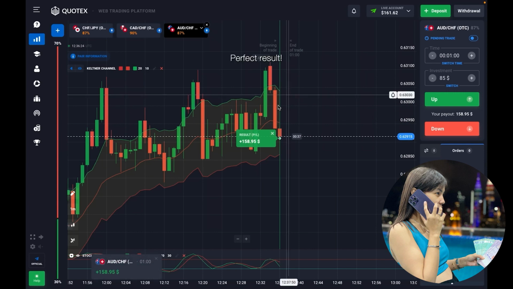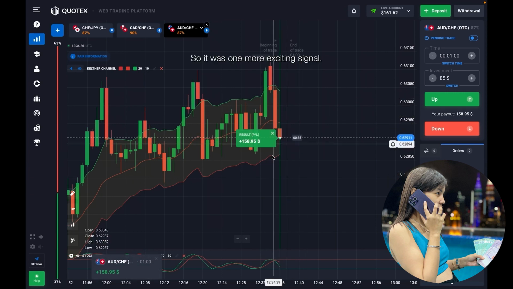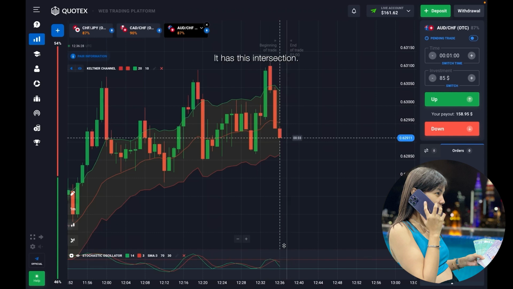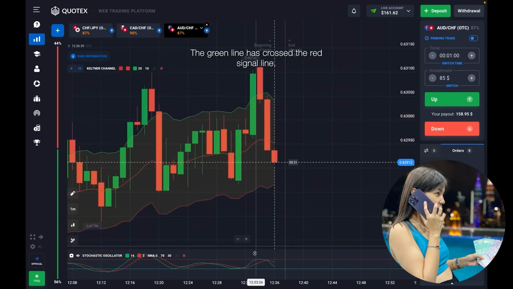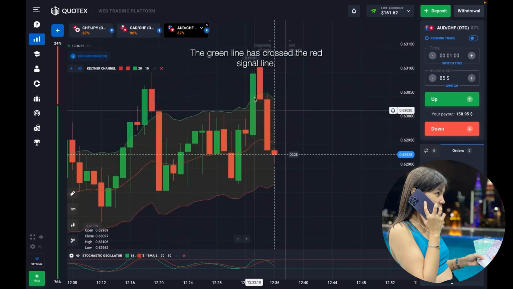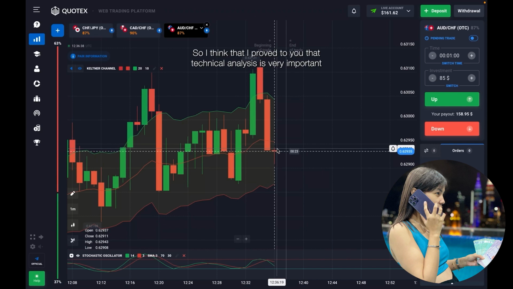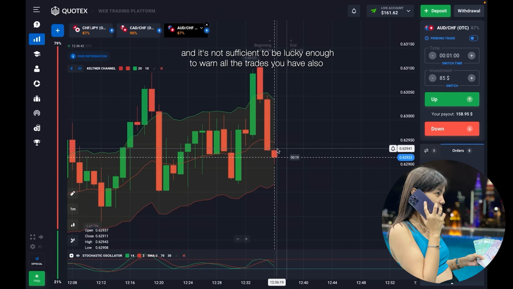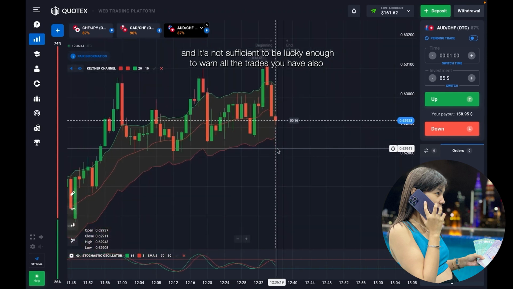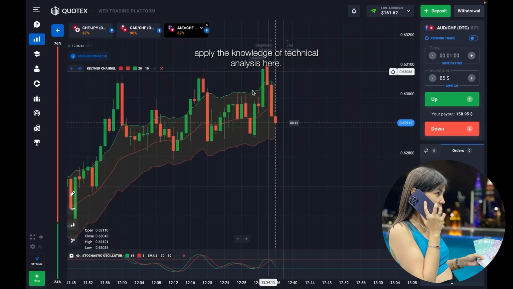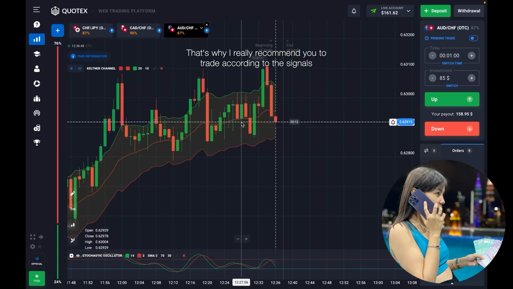So perfect result, guys. It was one more exciting signal. Look at stochastic, it has this intersection and the green line has crossed the red signal line, and after that the price went in a down direction. I think that I proved to you that technical analysis is very important, and it's not sufficient to be lucky enough to win all the trades. You have also applied the knowledge of technical analysis here. So that's why I really recommend you to trade according to the signals.